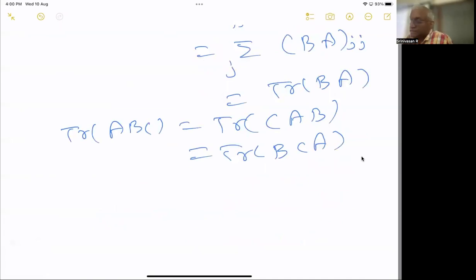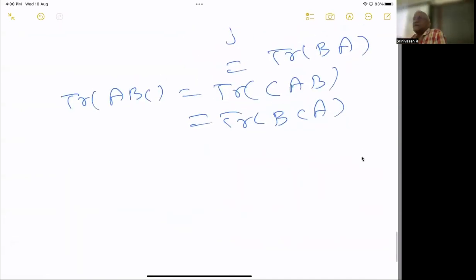Not that everything commutes inside or something. It's not true. So this is the trace, and trace is a linear functional. Okay, I mean it's linear. Trace of lambda A is lambda times the trace of A, and trace of A plus B is trace of A plus trace of B.